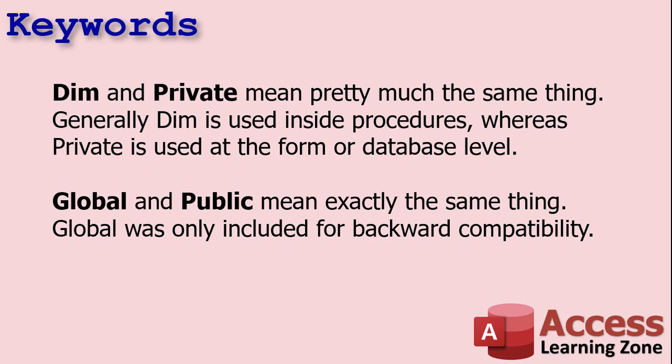Now, you might also see the word global, and in fact, in a lot of my classes, I use global a lot because in the old days, the keyword was global. There was no such thing as a public variable. They added public a little while later, and they kept global around for backward compatibility. So if you see these terms, or if you hear me refer to a global variable, global and public is the same thing. Dim and private are pretty much the same thing. So you don't get confused by the keywords.